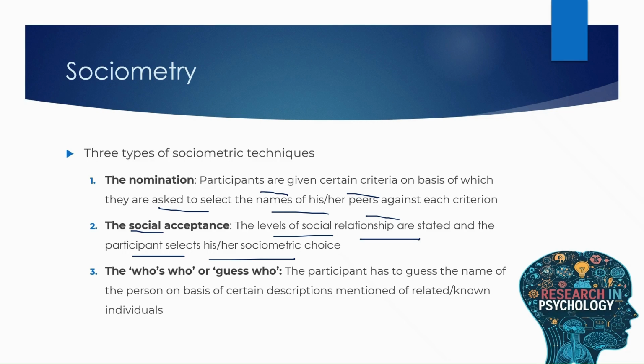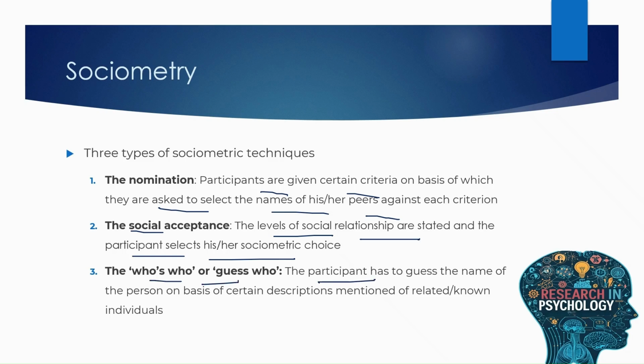Again, here also the number of people choosing a particular person becomes the numerical data. Or how many people think that this person is a good confidant, or they can open up to this person, or this person is a good listener, right? And so the final would be the Who's Who or Guess Who.